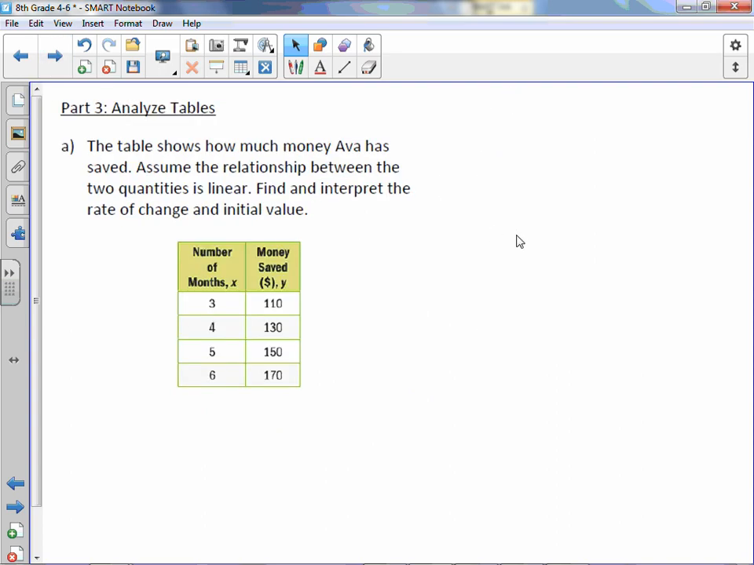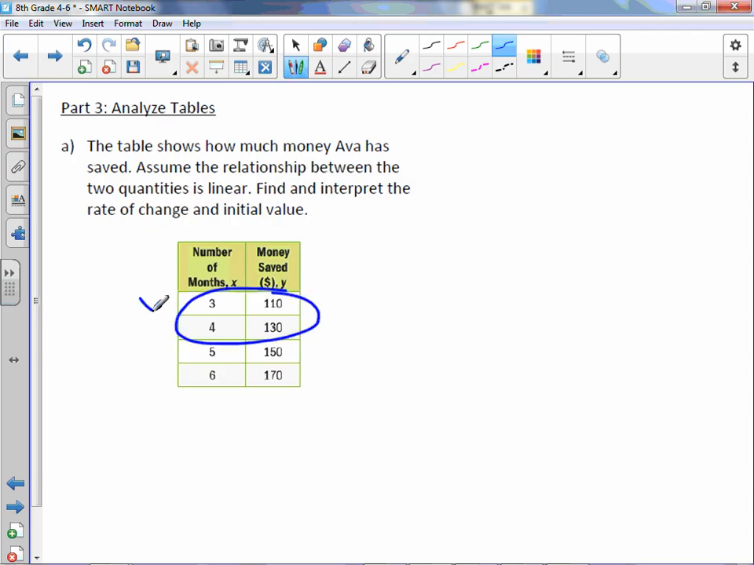Part 3, Analyze Tables. The table shows how much money Ava has saved. Assume the relationship between the two quantities is linear. Find and interpret the rate of change and initial value. So here again we're going to choose 2 points. We have x1, y1, x2, y2, and we'll find our slope and y-intercept.